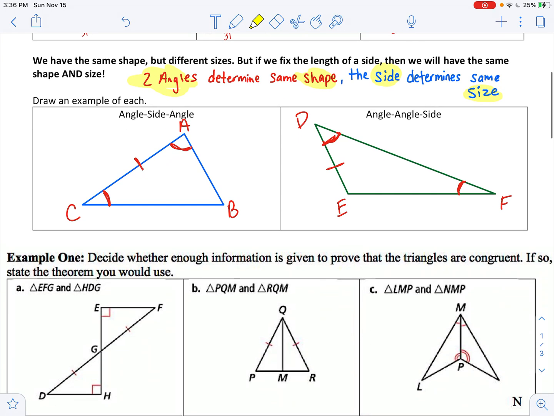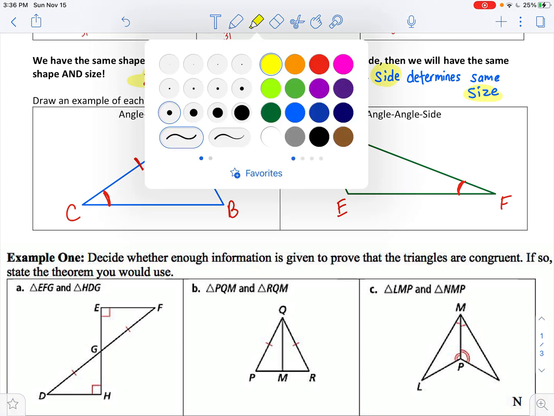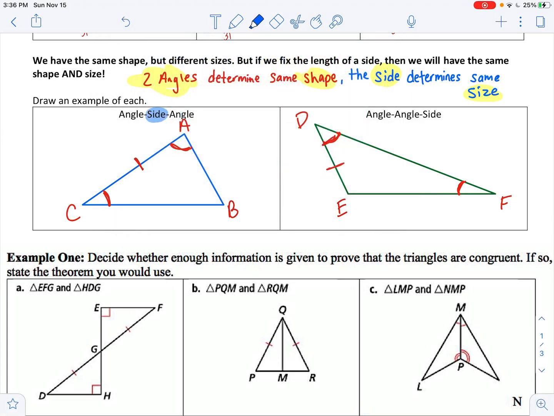We have two different congruence criteria here today. We have angle, side, angle. Notice the word side is in between the two angles. So if the side is in between the two angles, same thing with my picture. You can see there's my two angles, and the side is in the middle.